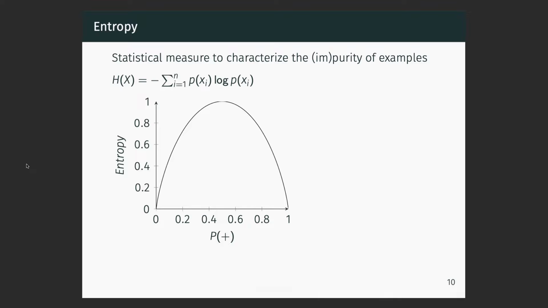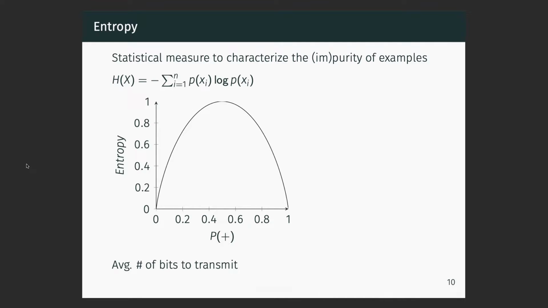So what this plot is showing you is that when the probability of plus is 0, it means the outcome is going to be negative, right? So there is no disorder, there is no disagreement. Likewise, at the other extreme, if the probability of plus is 1, it means the probability of negative is 0, which means there is no disagreement. The maximum disagreement happens only when the probability of plus is equal to the probability of minus, right?